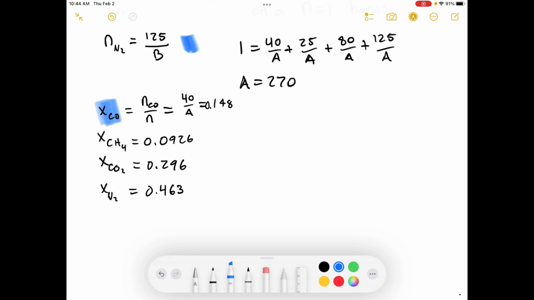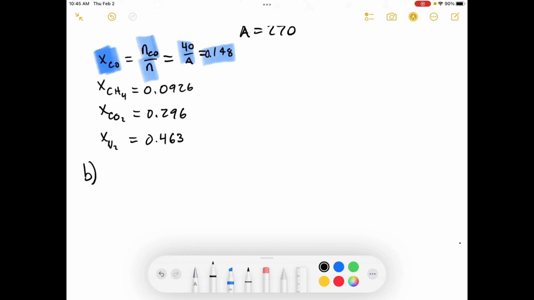Here we have that the mole fraction of carbon monoxide is equal to the number of moles of carbon monoxide divided by the total number of moles in our sample, which equals 40 divided by A. And that is the mole fraction for carbon monoxide. Then you repeat this process for each of the other species.